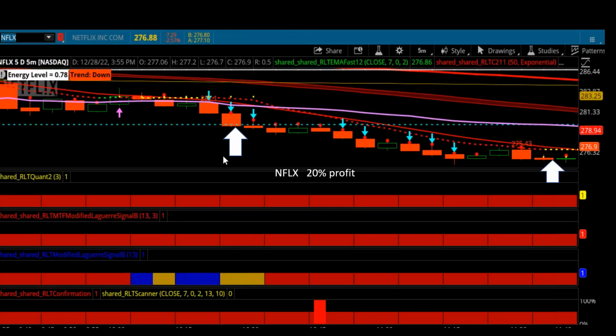All right. And this was a Netflix trade, breaking down below the VWAP right there. Buy it right there, out here for 20%. On the 5-minute chart, everything's bearish. See how it went from blue to yellow, bullish to bearish. That gives me my confirmation that the institutions are selling. I get in right here and it keeps on going down.